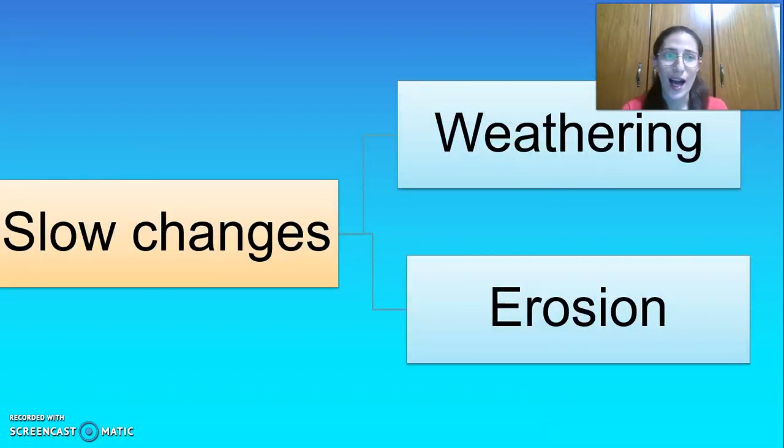We said that we have two main slow changes that cause changes to Earth's surface over a really long period of time, which is weathering and erosion. So slow changes are two main changes, which is weathering and erosion, okay?